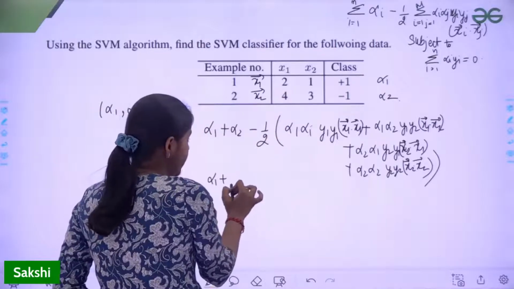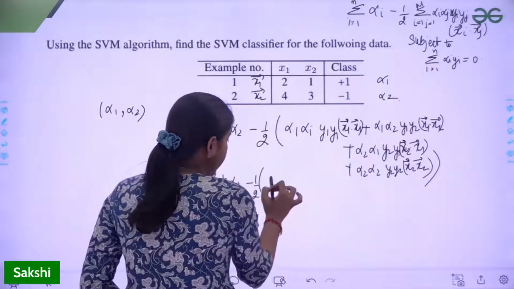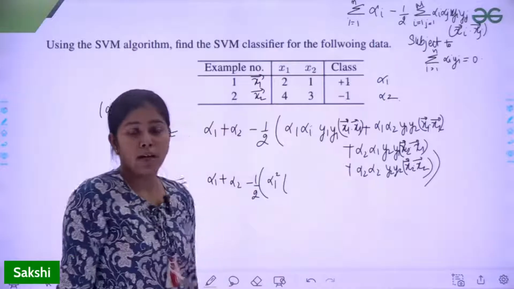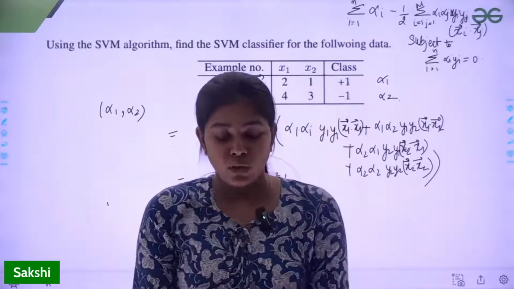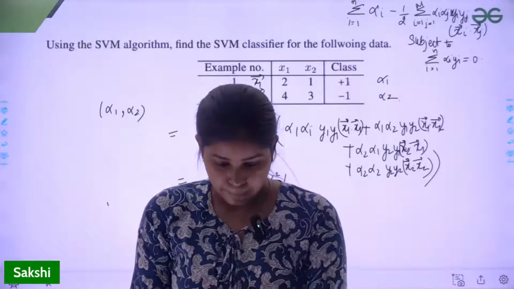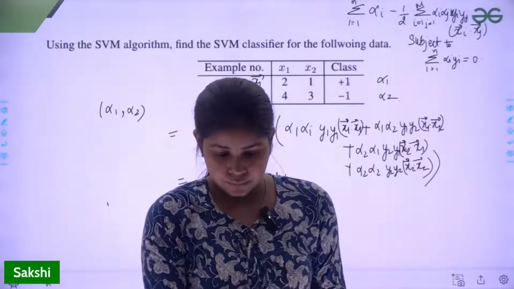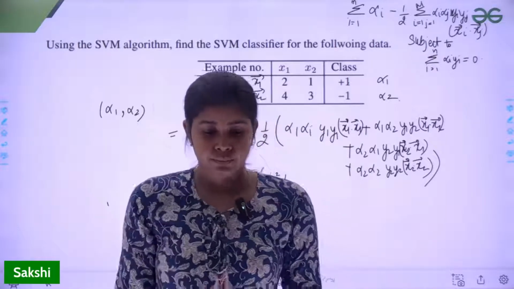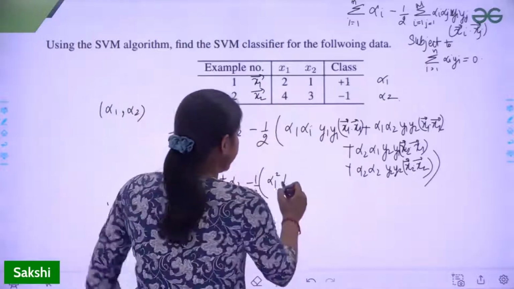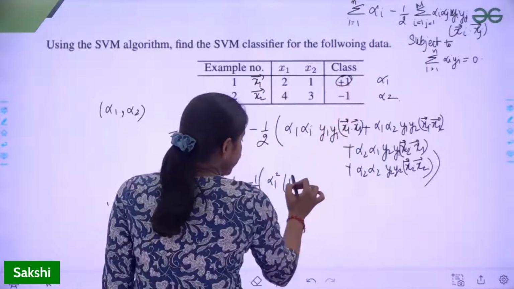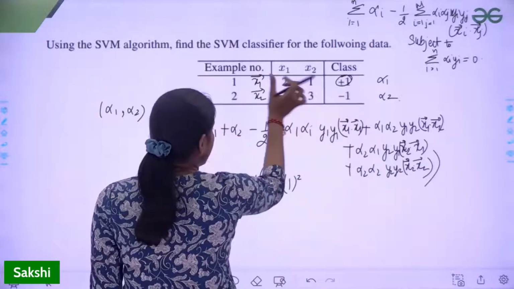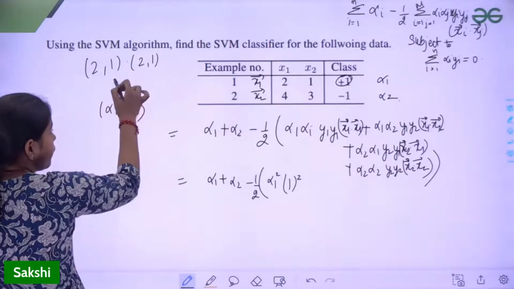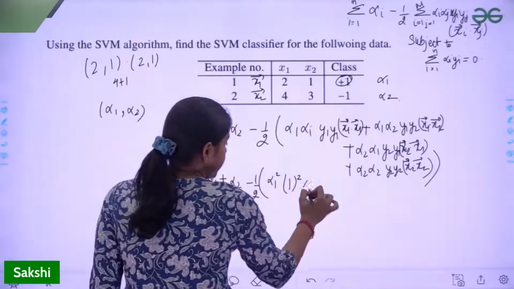Now solve. Alpha 1 plus alpha 2 minus 1 by 2 alpha 1 square y1 into y1. That means 1 square. That would give me 1. And what would be x1 dot x1? Just let me know what would be x1 dot x1. Just try to solve it. So alpha 1 would become alpha square, y1 is 1. So it would become 1 into 1, that is 1 square, and x1 dot x1. That means I have to multiply 2 comma 1 dot 2 comma 1. So it would become 2 2s are 4 plus 1. That would become 5. Right?